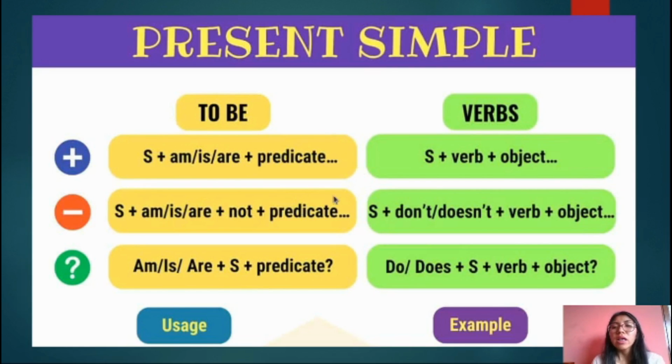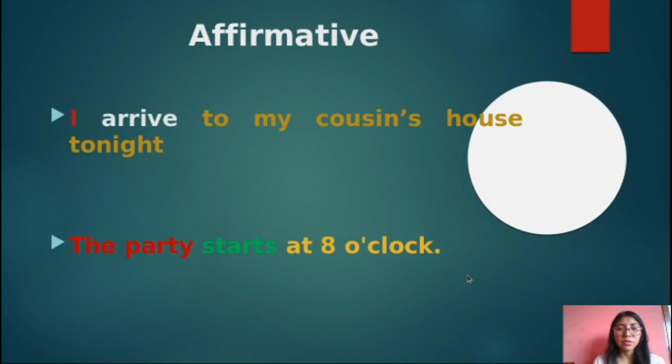Here you have the structure of the present simple. Okay, so we are going to check that part. Pay attention here. We are going to check the affirmative sentence. For example, I arrive at my cousin's house tonight. Okay, pay attention in that part. Tonight is an expression that you are going to use with the present in order to express a future event. And you are going to use, pay attention, the subject, I, arrive, that is my verb in present simple, to my cousin's house tonight, that is the complement.